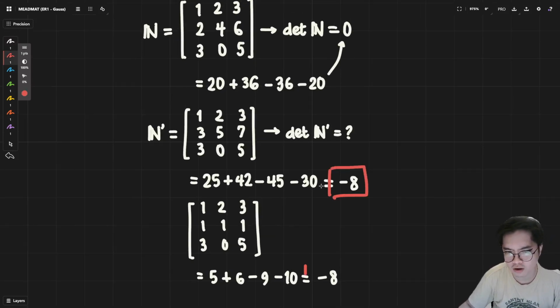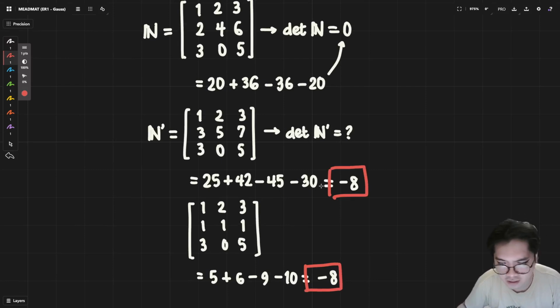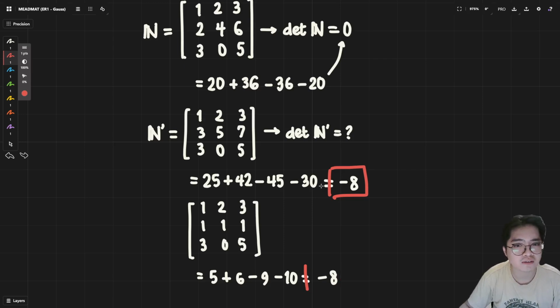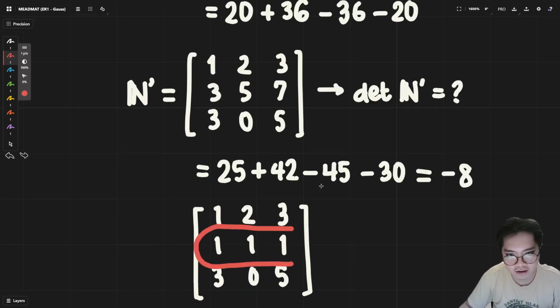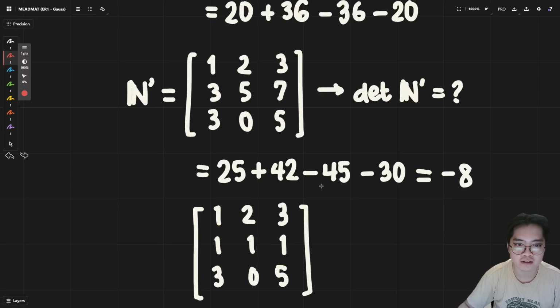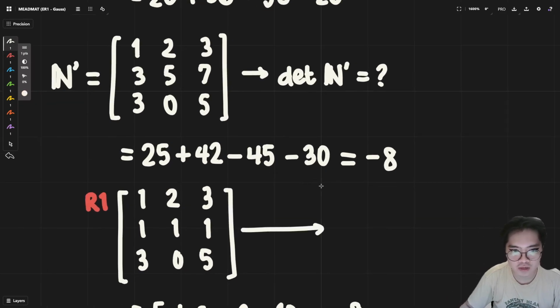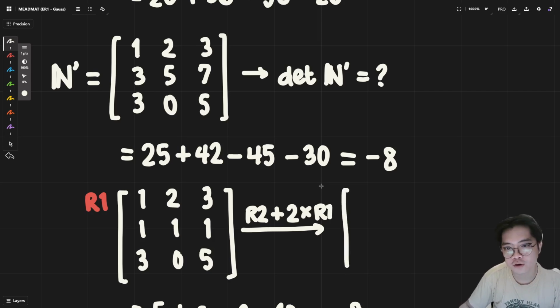And so you might now say to yourself, okay, so what's the relationship? I know that these two are the same, and that cannot be by coincidence. Yes, it is not by coincidence. What gives in this situation is that we just added, in the 1, 1, 1 here, twice our row 1. This is our row 1, right? If what we have done is R2 plus 2 times our row 1, we arrive at the same thing.